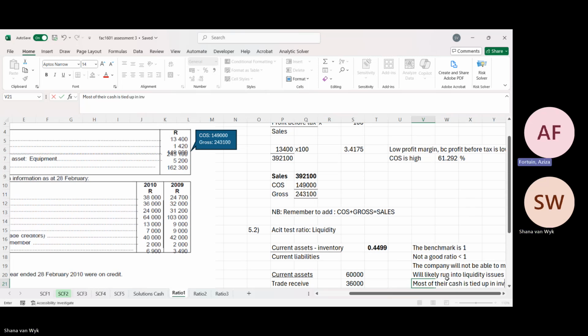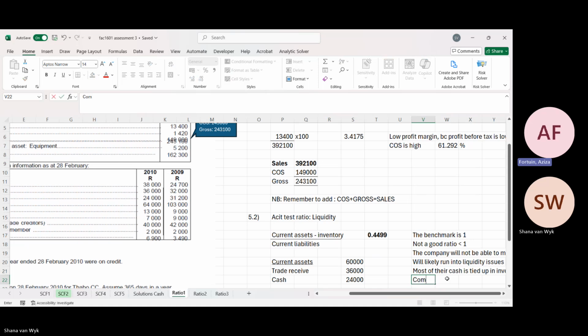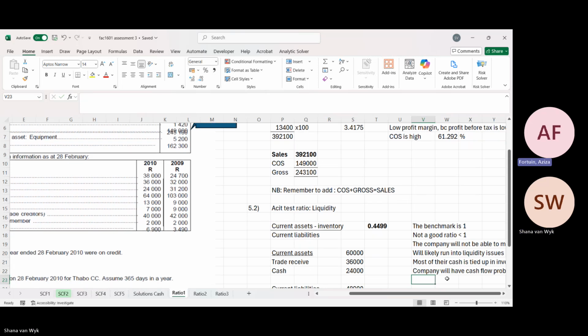This could also be leading to cash flow problems. Also note that this is also industry dependent, so it's not hard and fast. You can just make that at the bottom: please note, dependent on the industry.